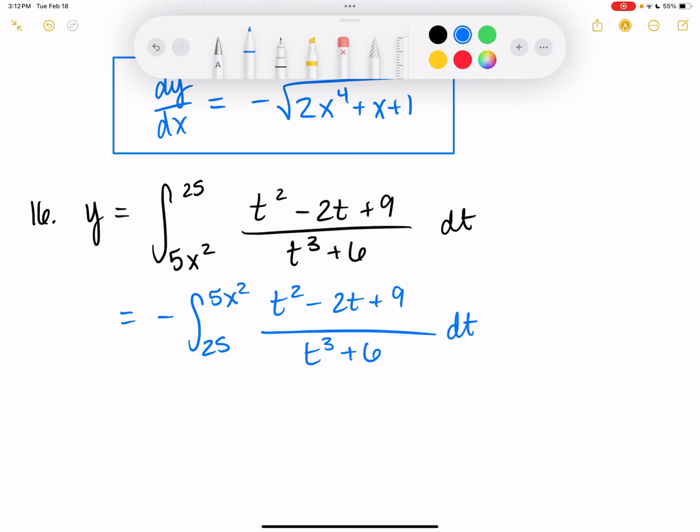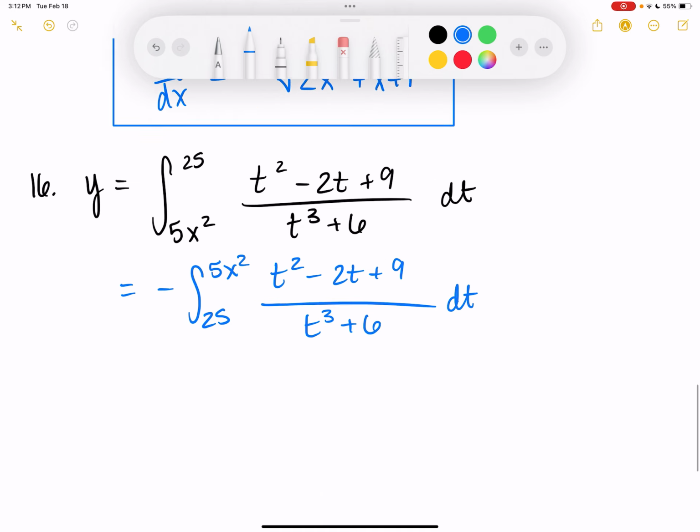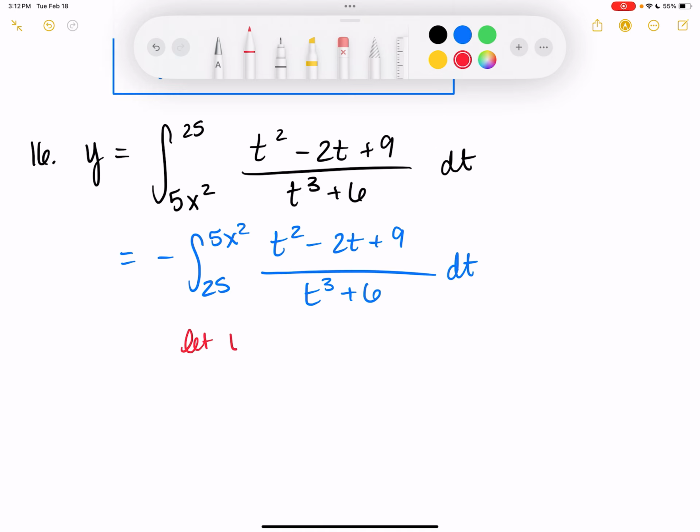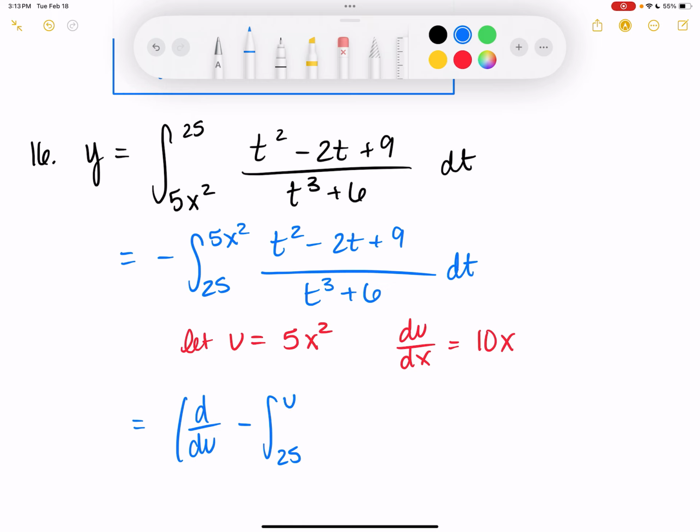Now what's the next problem that I have? 5x squared. That's definitely not going to be just 1. So u is 5x squared. So what is du/dx? 10x. So now I'm going to rewrite in terms of u. So this is d/du of negative integral 25 to u of (t squared minus 2t plus 9) over (t cubed plus 6) dt.